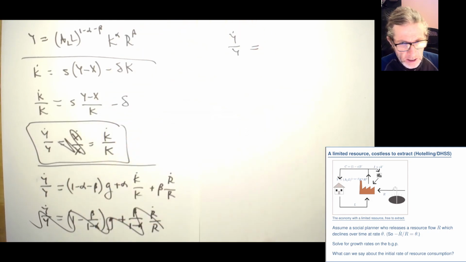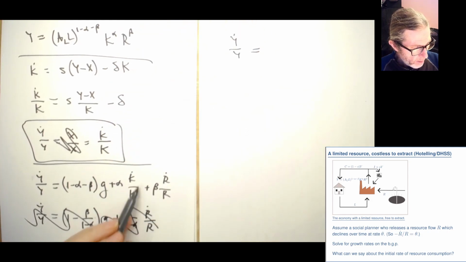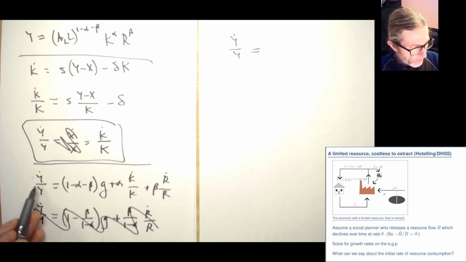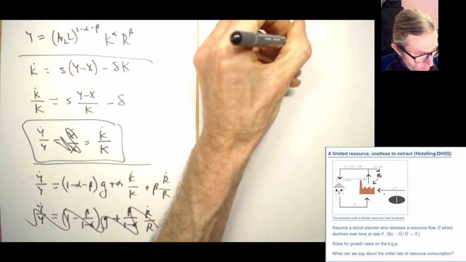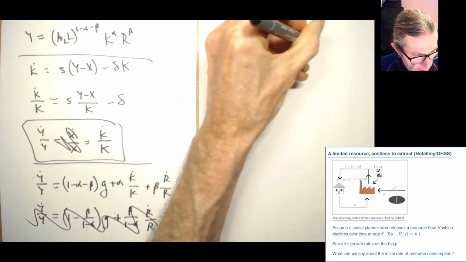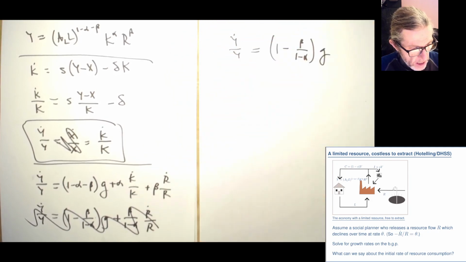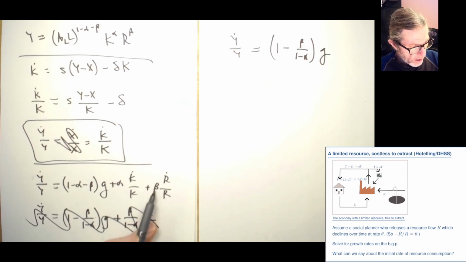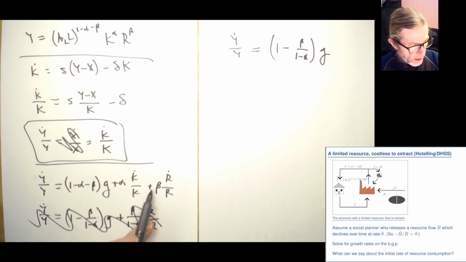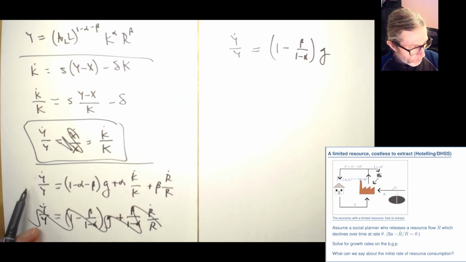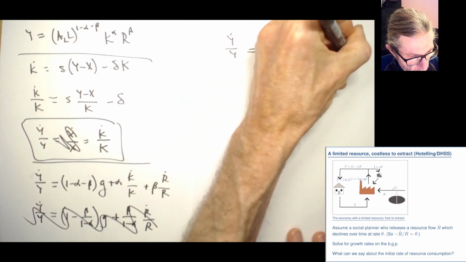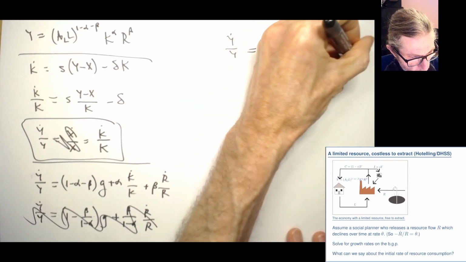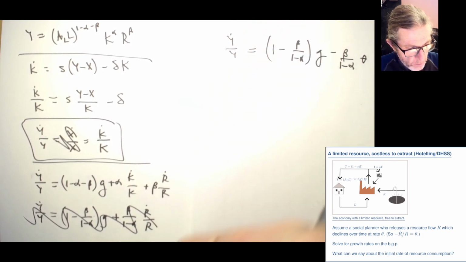So Y dot over Y is, so this again is Y dot over Y. So that's 1 minus alpha Y dot over Y, divide through. So it's 1 minus beta over 1 minus alpha G again, but now this is minus theta, minus beta times theta, divided by 1 minus alpha. Oh, minus beta over 1 minus alpha times theta. Okay.